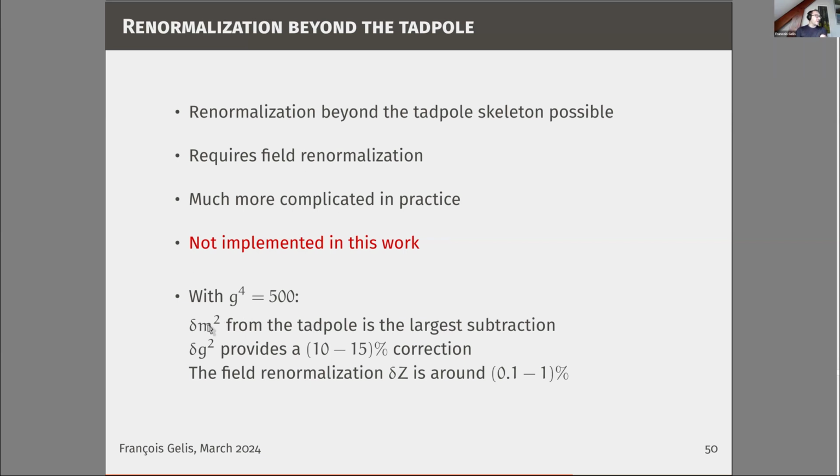So, of course, the mass counter term is the largest subtraction of all because it comes from a quadratic divergence. The delta G square that I've described in the previous slides provides a 10 to 15% correction on top of that, with G4 equal 500, which is a kind of moderate coupling for this type of problem. And then we've also estimated the field renormalization counter term, delta Z, and we found that it will bring an additional 1% correction. So that's the reason why we're not including it. But if one wanted to try larger couplings, it will become more important, of course, because it grows like G4.